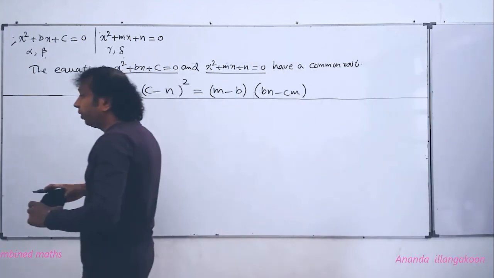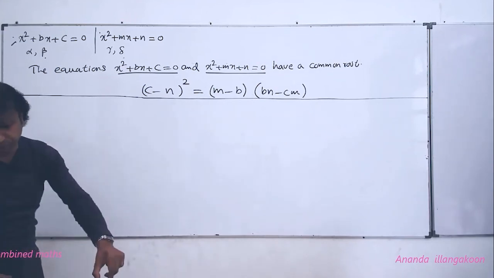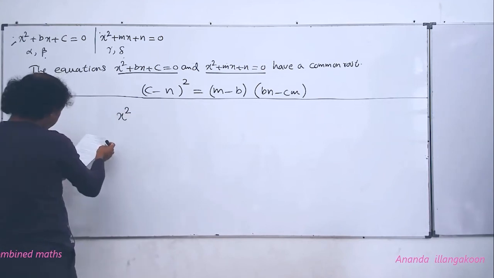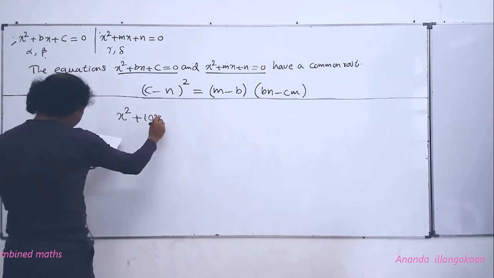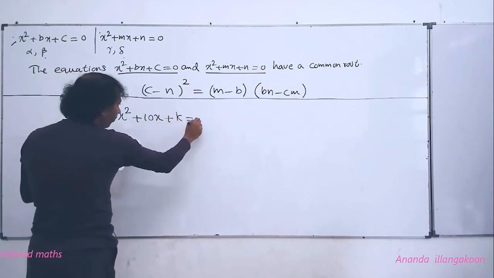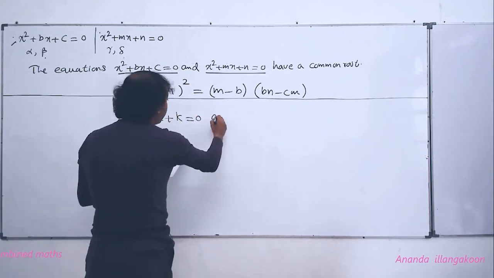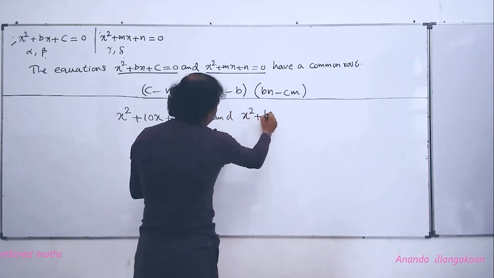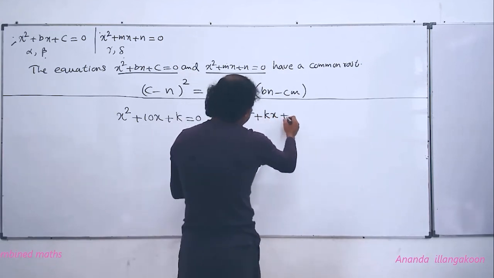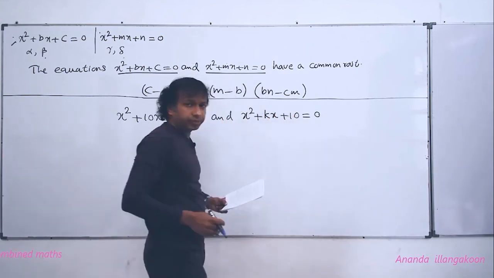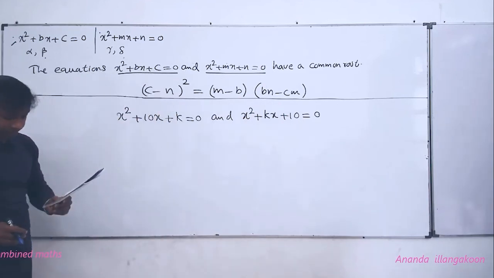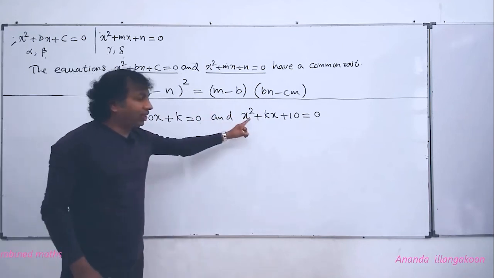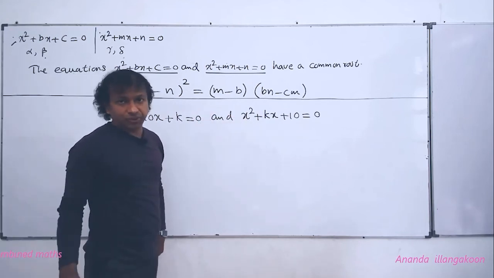Now we are given, people, two equations. What are the two equations given? One is x squared plus 10x plus k equals 0. The other one is x squared plus kx plus 10 equals 0. People, these two have a common root. This equation and this equation have a common root, given in the question.